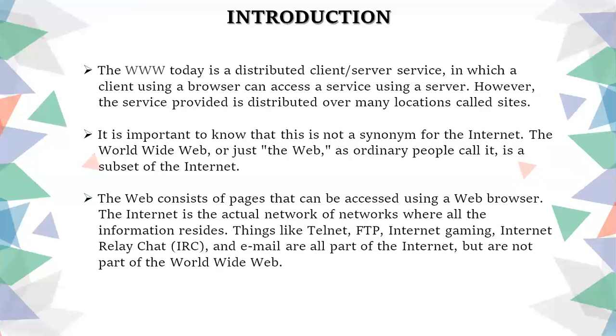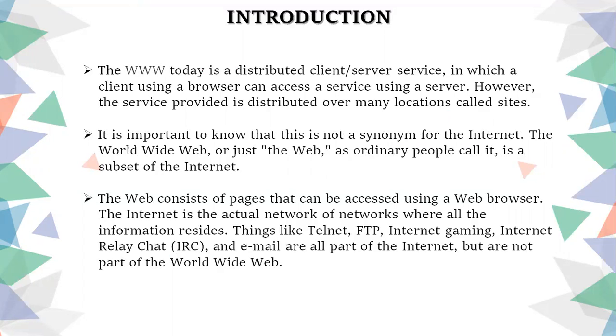So the World Wide Web today is a distributed client server service, in which a client using a browser can access the service using a server. However, the service provided is distributed over many locations called sites. See, we may have the same site with different file locations available. We have to make 3 or more transactions to access that particular image. And different data will be available in different servers and different databases, and we need to access those too.